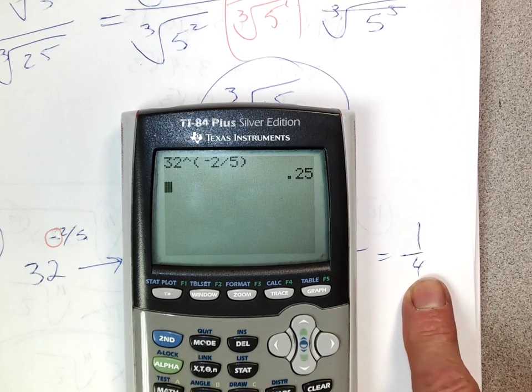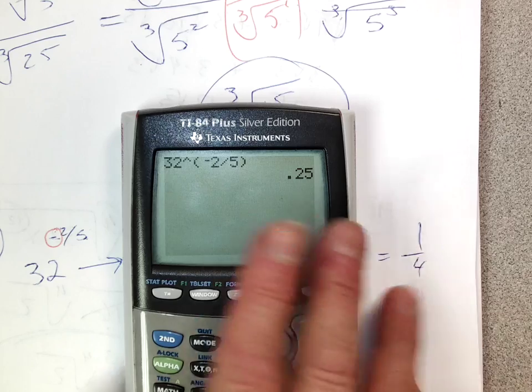0.25, which is 1/4. You guys agree? Same answer. All right.